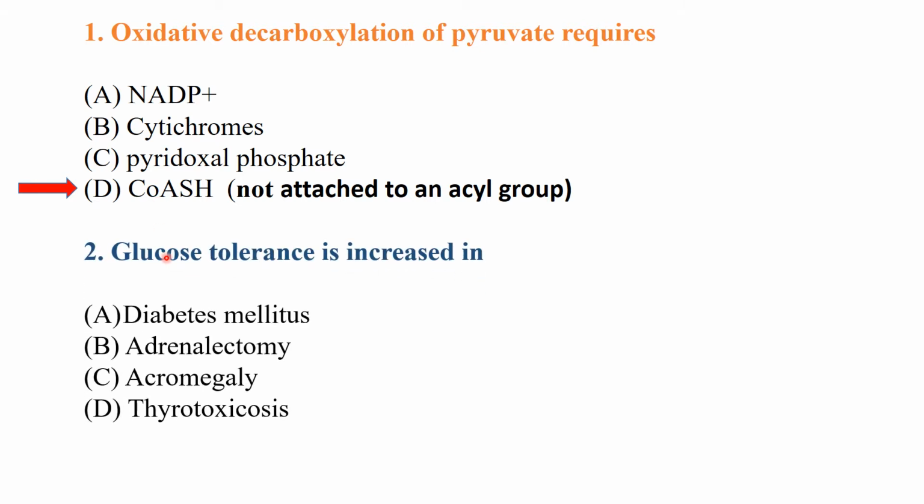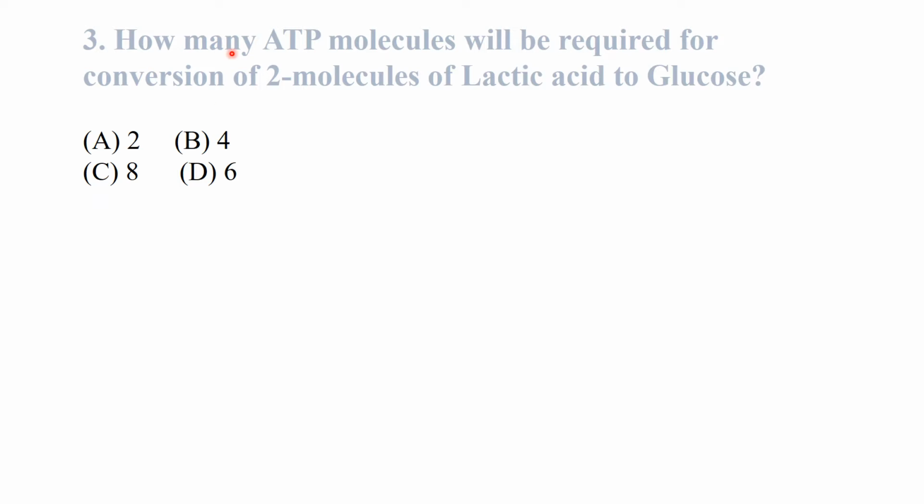Glucose tolerance is increased in diabetes mellitus, adrenalectomy, acromegaly, or thyrotoxicosis. So it is adrenalectomy. How many ATP molecules will be required for conversion of 2 molecules of lactic acid to glucose? Only 6 ATP molecules are required for the conversion of 2 molecules of lactic acid to glucose.